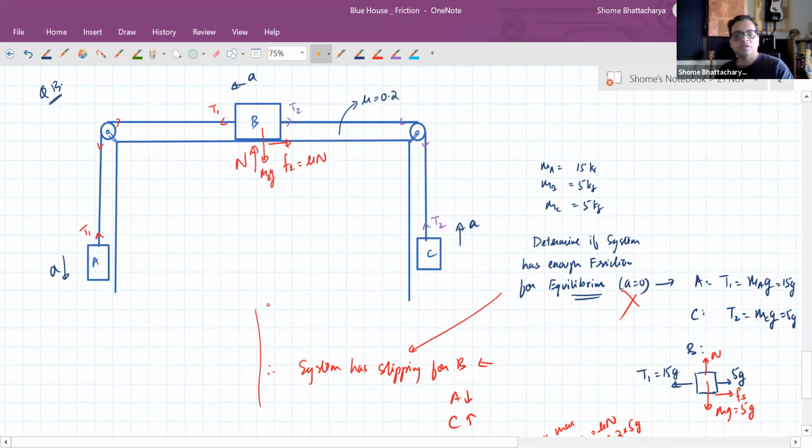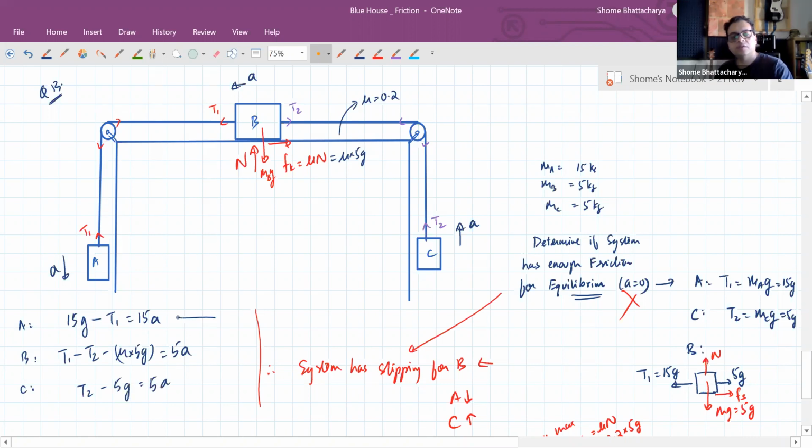Okay. So now your equations will become like this. For A, you will have 15g minus T1 is 15a. For B, we will have T1 minus T2 minus mu into 5g, because this kinetic friction will be mu into 5g. That is equal to 5a. And for C, we will have T2 minus 5g is equal to 5a. And now just solve these equations, you will get the answer.